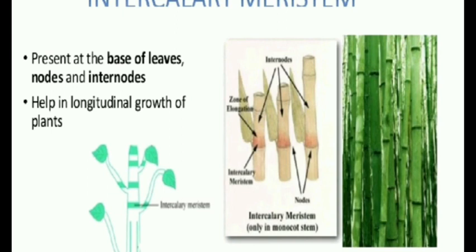Look at picture number one. Here, the nodes are marked as green on the stem. The leaf bases are also marked as green, but the internode is marked as white on the stem. The next picture shows the nodes and internodes with the help of arrows. I think by now you have understood the place of intercalary meristem.